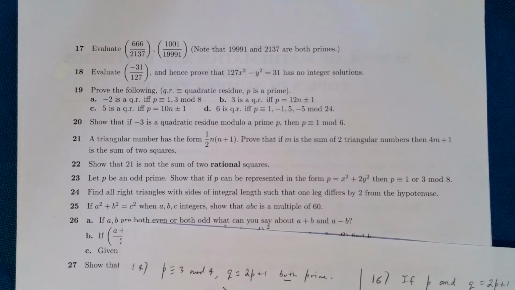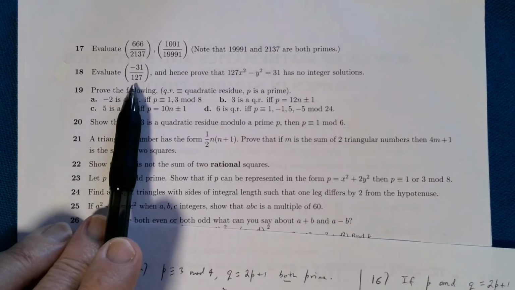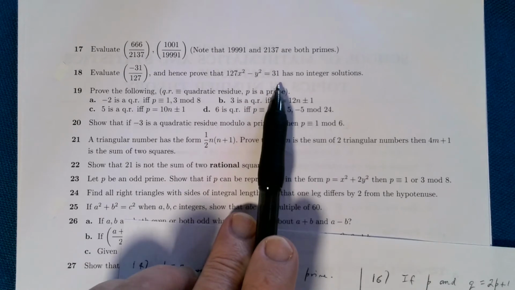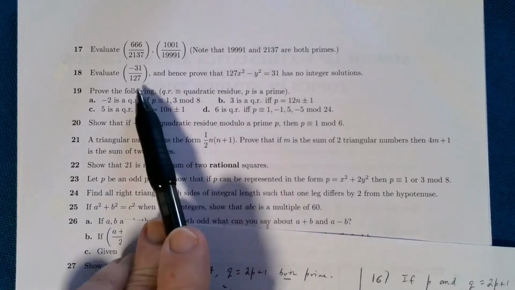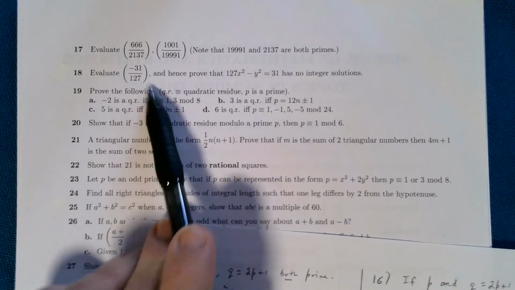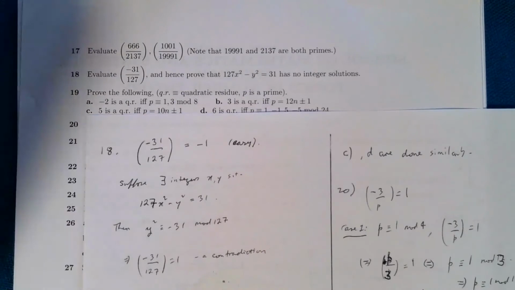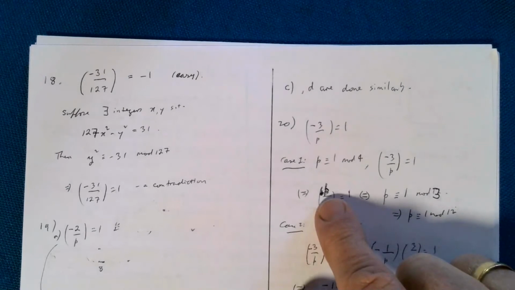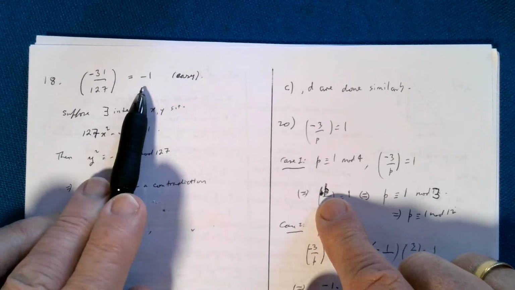Question 18 gives a little application of this, so we're going to evaluate -31 over 127, and hence prove that this Diophantine equation has no integer solutions. So it's a nice little application of the quadratic reciprocity result and the Legendre symbol. For question 18, I won't go through the calculation of this. It's not hard to, you just do the similar thing we did before. These are both primes. You can invert and you can show that this is equal to -1.